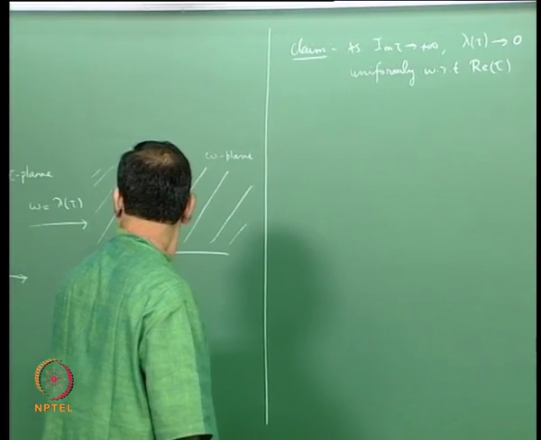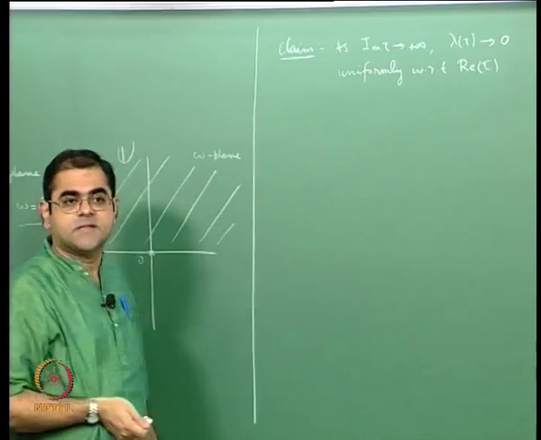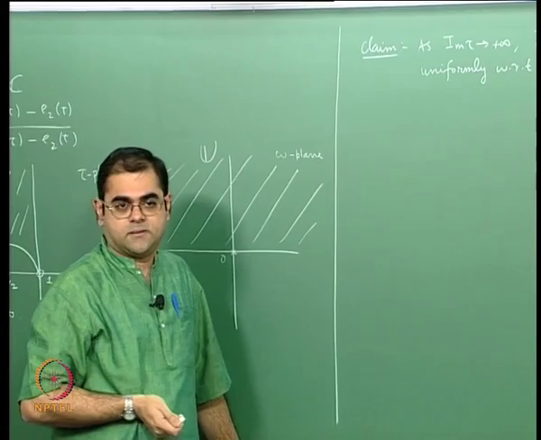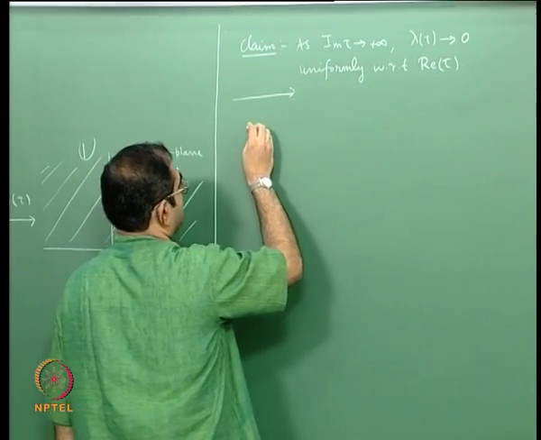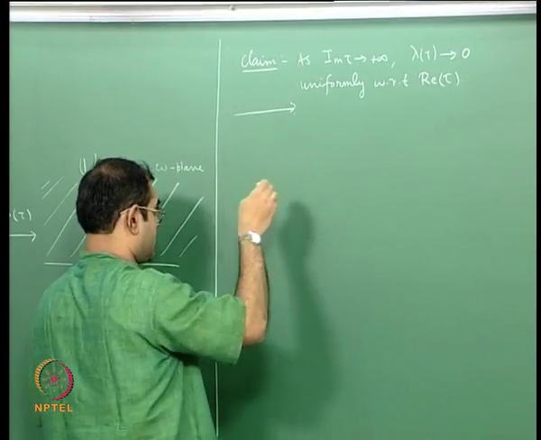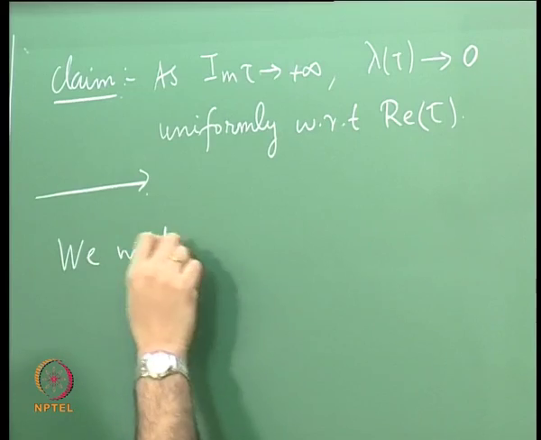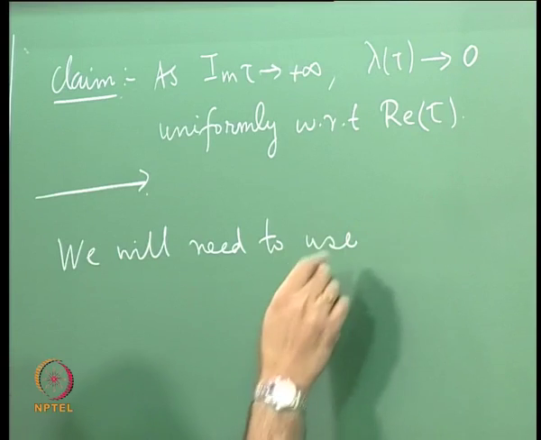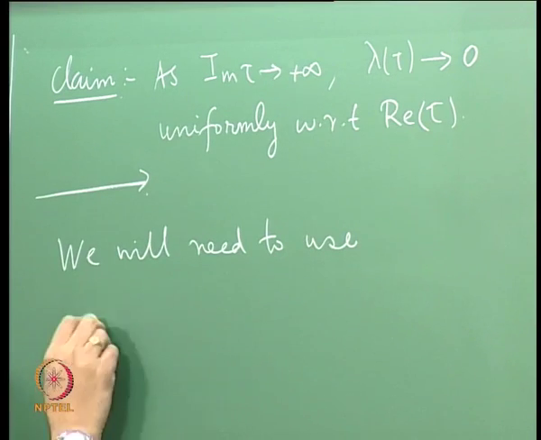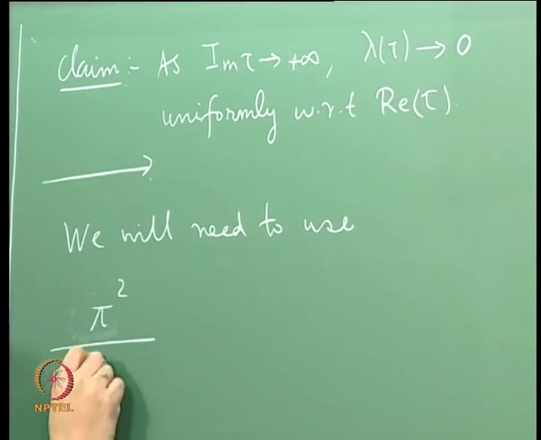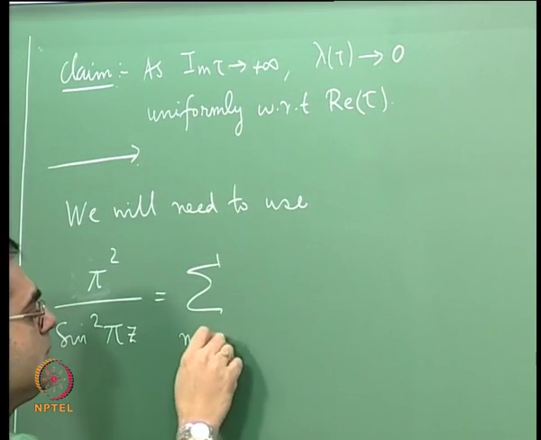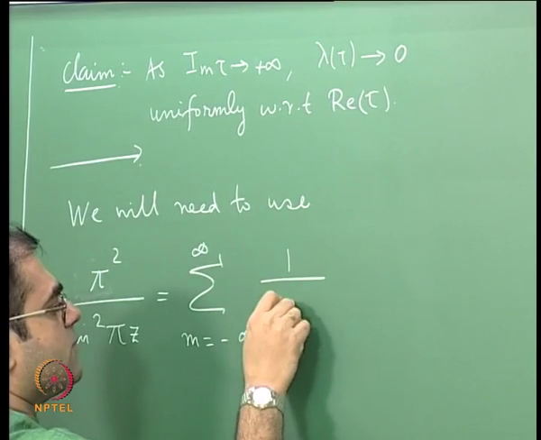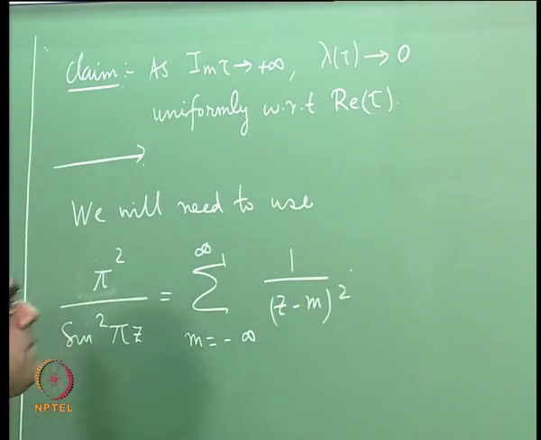Well, so how does one prove this? In order to prove this, one has to do some work with series. So let me begin with the following statement, we will need to use pi squared by sine squared pi z is the sum over m equal to minus infinity to infinity of 1 by z minus m the whole square. So we need to use this identity.